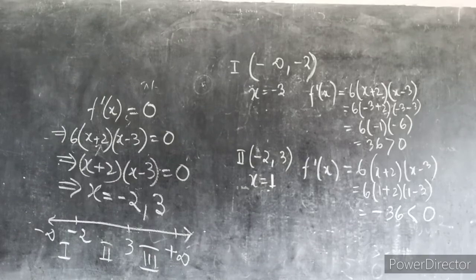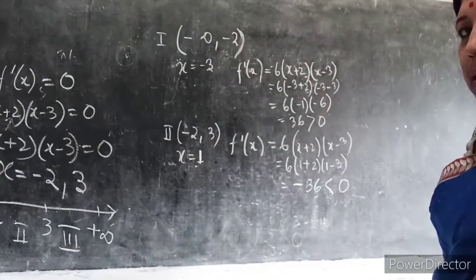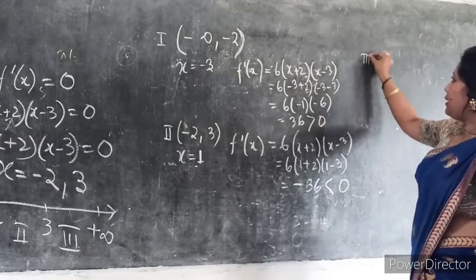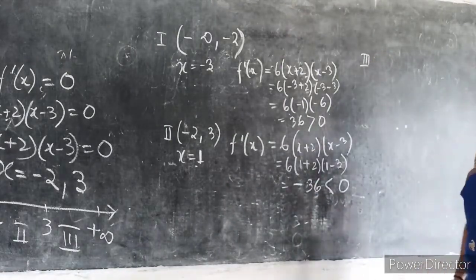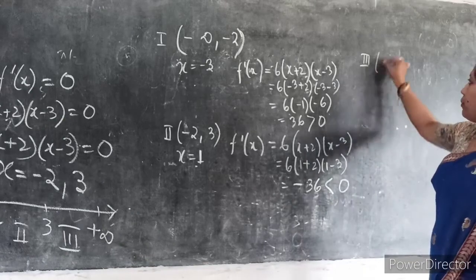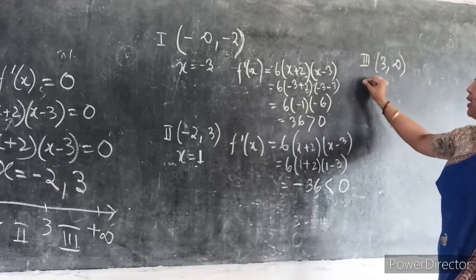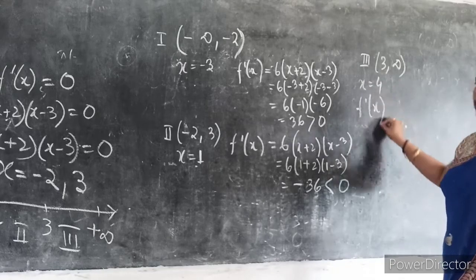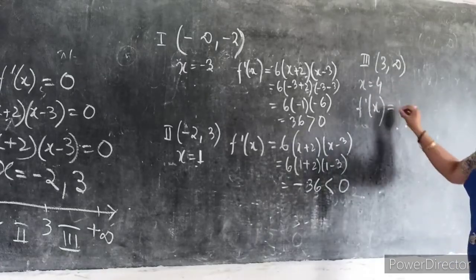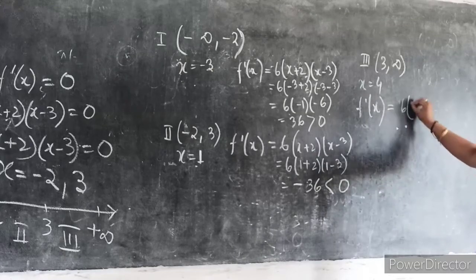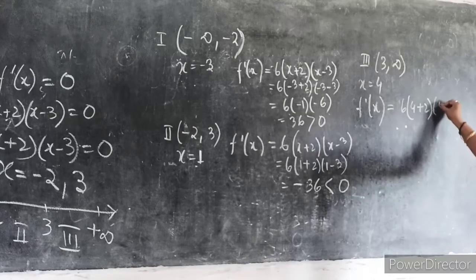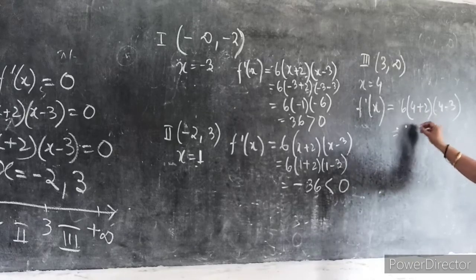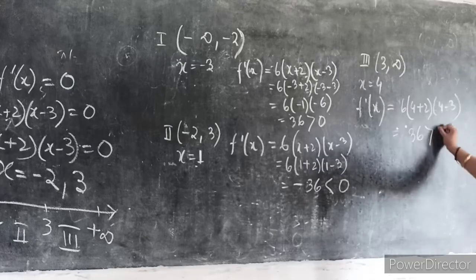Okay. So what is the third interval? The third interval is from 3 to plus infinity. That means if I take x equal to 4, let me find the output of our f dash x. So what we will get is 6 into 4 plus 2, into 4 minus 3. I think we will get a positive number, right? That is 6 into 6, 36. So 36 is greater than 0.